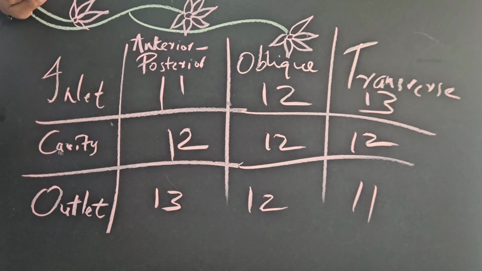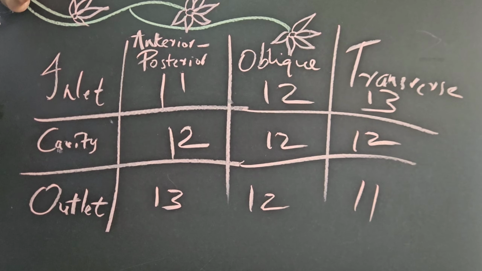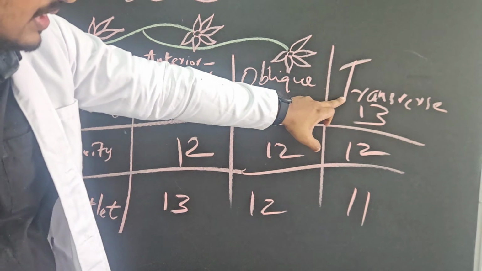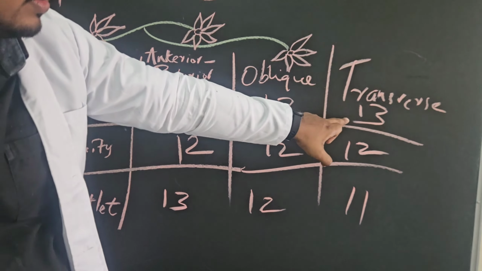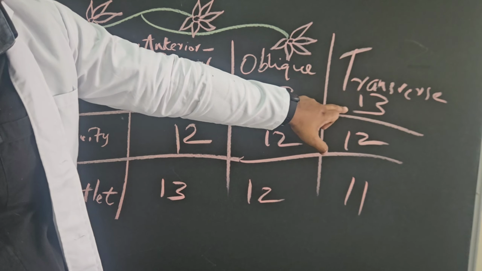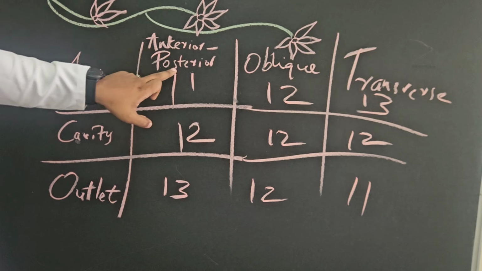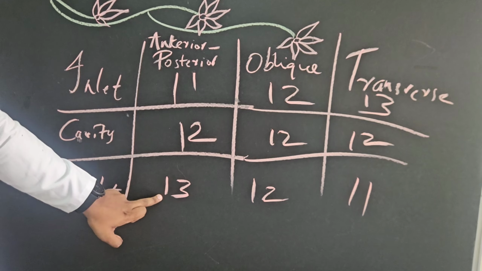So if the question comes, what is the transverse diameter of inlet? What is the transverse diameter of inlet? 13. What is the anterior posterior diameter of outlet? Anterior posterior diameter of outlet 13.